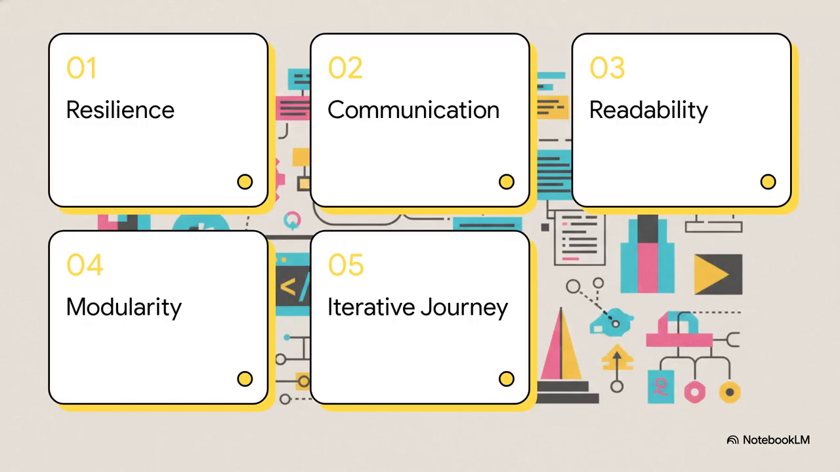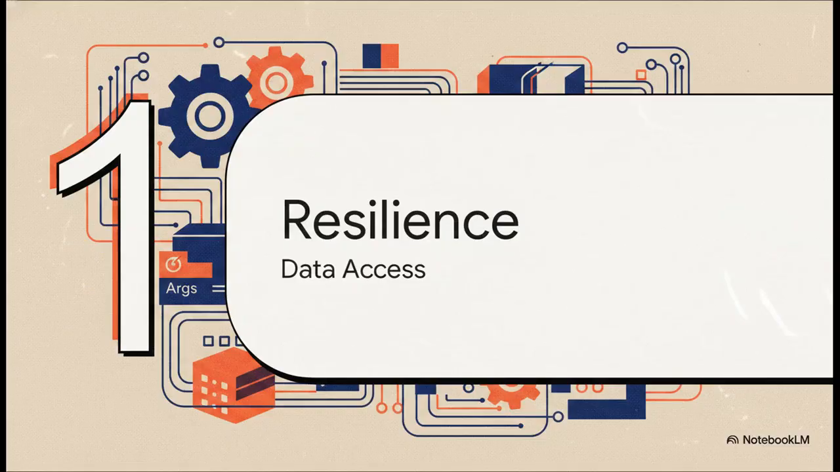So, jumping into Section 1, the art of refactoring. We're going to break this down into a few core themes today: resilience, communication, readability, modularity, and that ever-present iterative journey of coding. Moving right along to Section 2, building resilient data access.